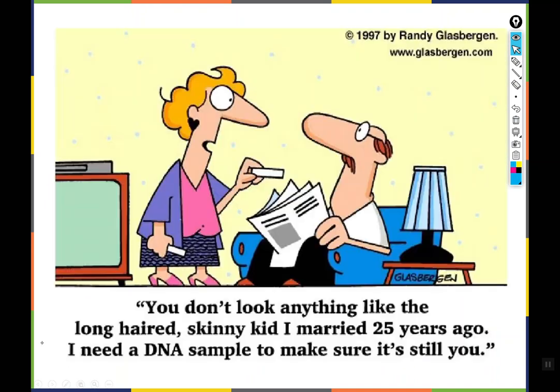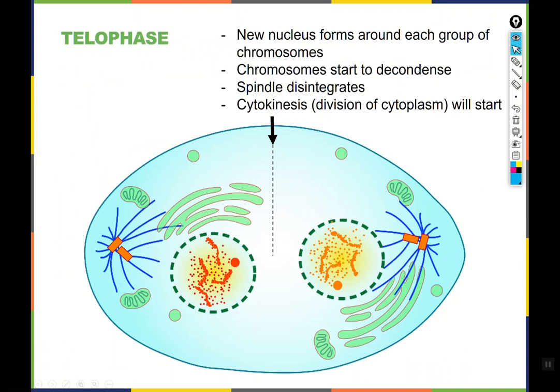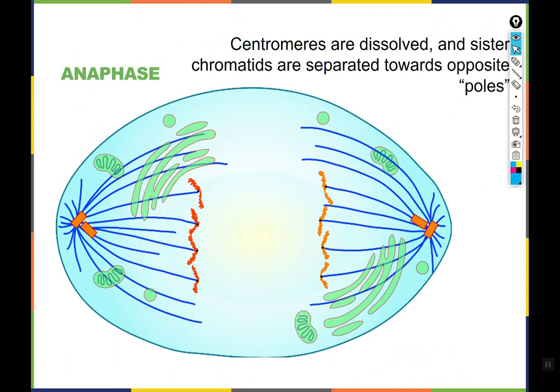There we go. Sorry. So these ones right here are doing the pulling. These ones right here are going to push against each other to move the two centrosomes further apart. And that creates this zone in the middle that is now ripe for cytokinesis.